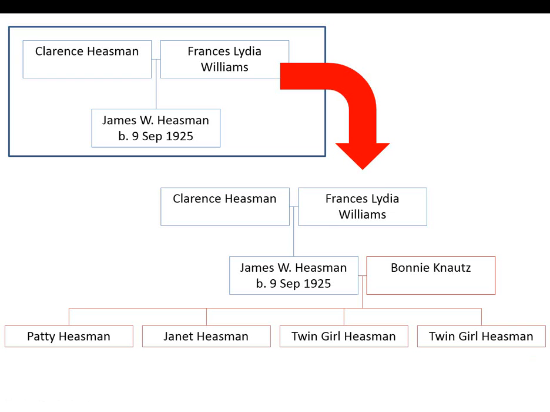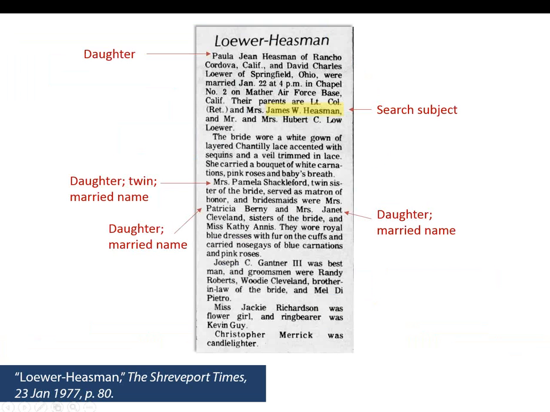So I had the information about James's parents already, and now I can expand it with the name of his wife, 2 of his daughters, and the fact that he had another 2 children. And still looking through the newspaper archives for James Heisman, I find this marriage announcement for his daughter, Paula Jean. Now, she wasn't a name that I had before, but if I read through this article, I see that one of her sisters is mentioned as Pamela, her twin. So that tells me that the 2 twins that I found in the birth announcement are Paula Jean and Pamela.